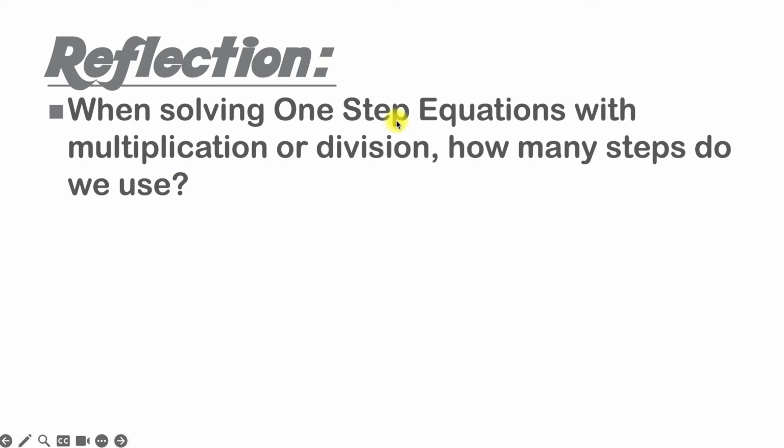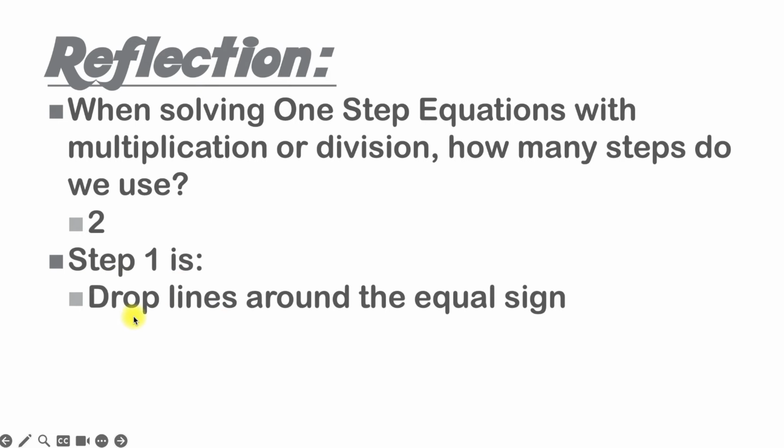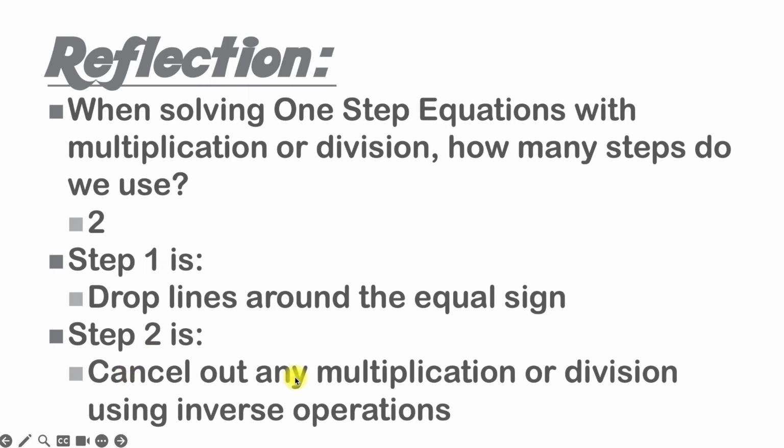When solving one-step equations with multiplication or division, how many steps do we use? There are 2 steps. Step 1 is to drop lines around the equal sign. This separates the left and right side of the equation. Step 2 is to cancel out any multiplication or division using inverse operations.